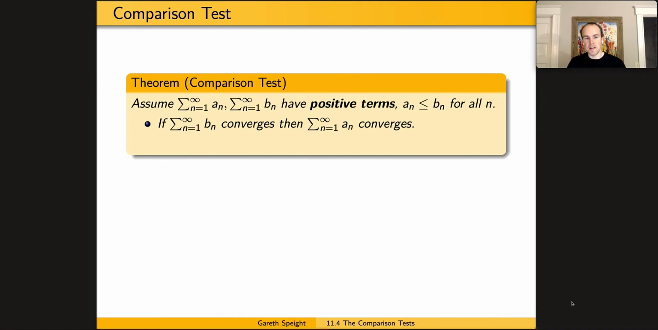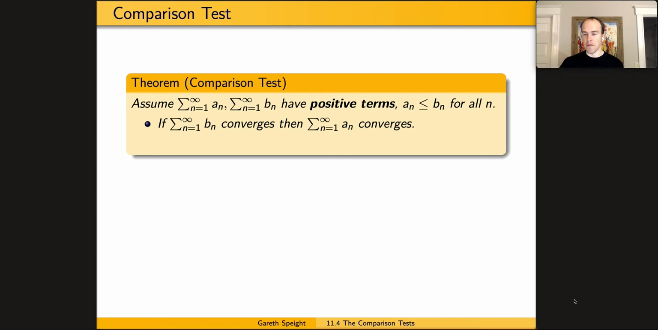So there are two directions. Suppose we have two series, the sum of an and the sum of bn, and they have positive terms. Positive terms is important for the comparison test. So two series with positive terms, and an is less than bn for every n. So there is a series with small terms and a series with large terms. an is the small series, bn is the large series. Then what can we say?